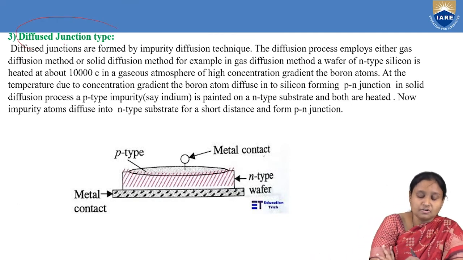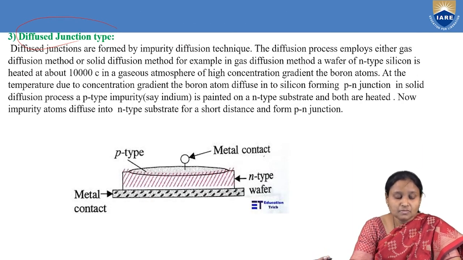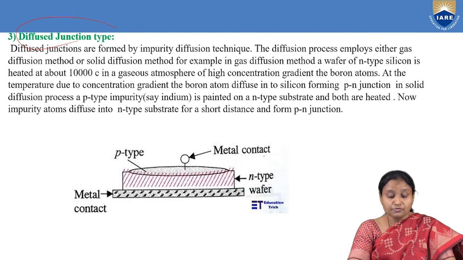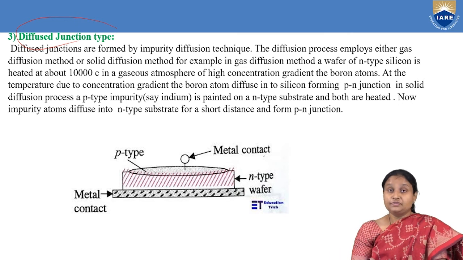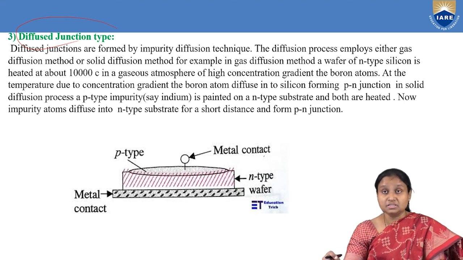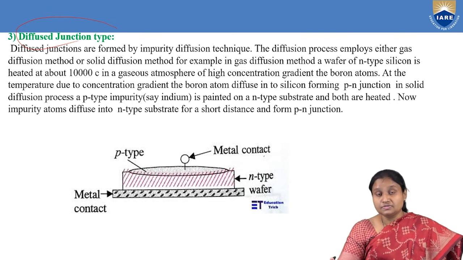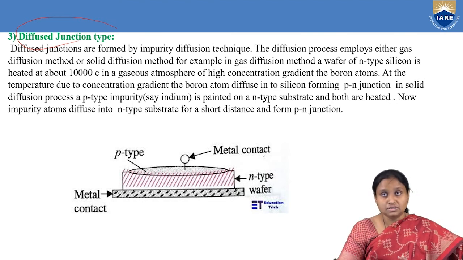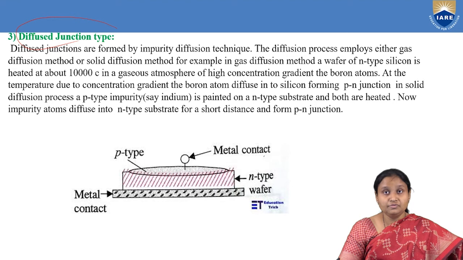Now coming to the last process of formation of PN junction, here we have diffused junction type. So here we are talking about diffused junction type. Diffusion is nothing but what we have just seen when we discussed formation of PN junction. Diffusion process refers to the process where we have flow of charge carriers from higher concentration to lower concentration. So in this case, we'll try to take our impurities in gas form. So here diffusion process, we'll try to do it in gas atmosphere.